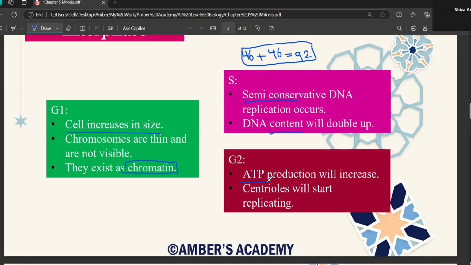Then you'll proceed towards G2, which is the last stage of interphase, where ATP production will increase. And why will it increase? Because after this, your cell will enter the mitotic cell cycle, where it needs lots of energy. So ATP production will increase during the G2 phase, and your centrioles will start replicating. From now onwards, you'll study deeply about centrioles and their function, because now the major role of centrioles will be seen, how exactly centrioles play a part in the mitotic cell cycle. Okay? So up till now, do you have any confusion?